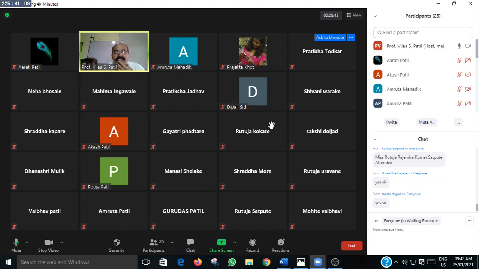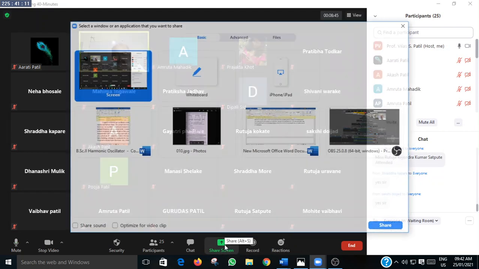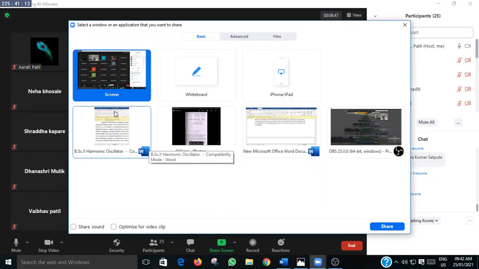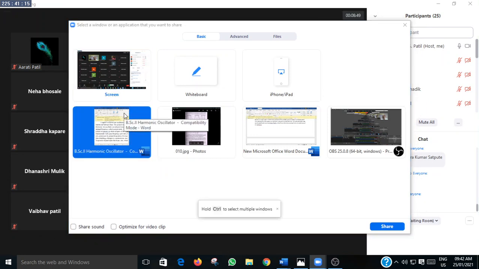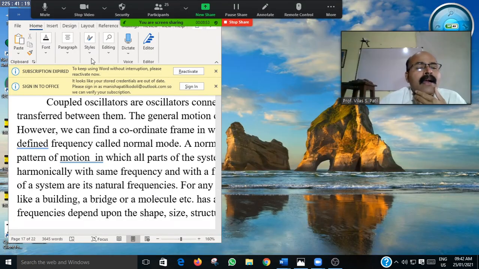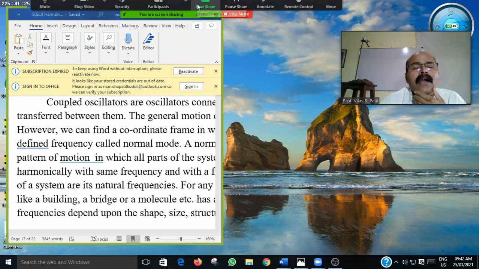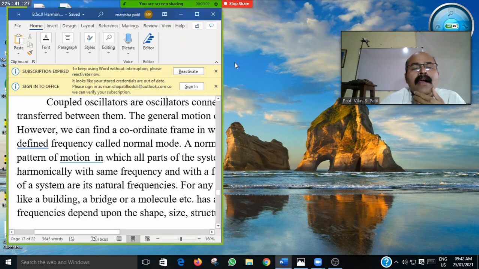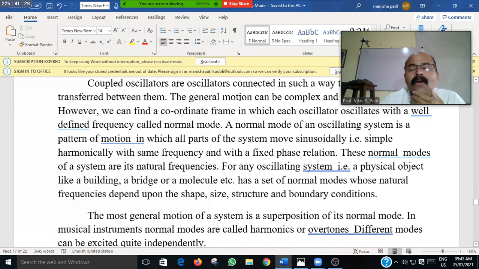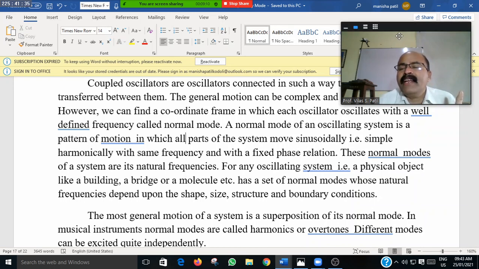I am stopping the sharing. Okay. Friend, the screen is shared. You are able to view the screen.